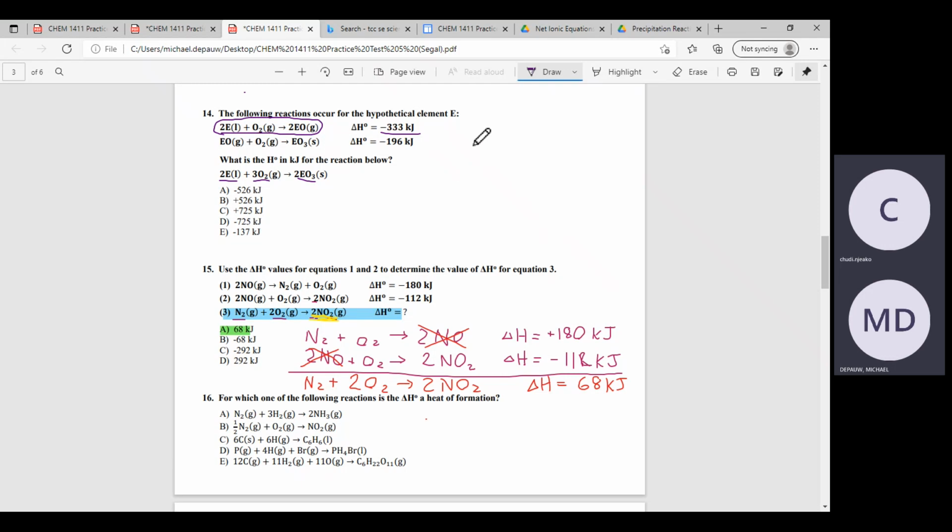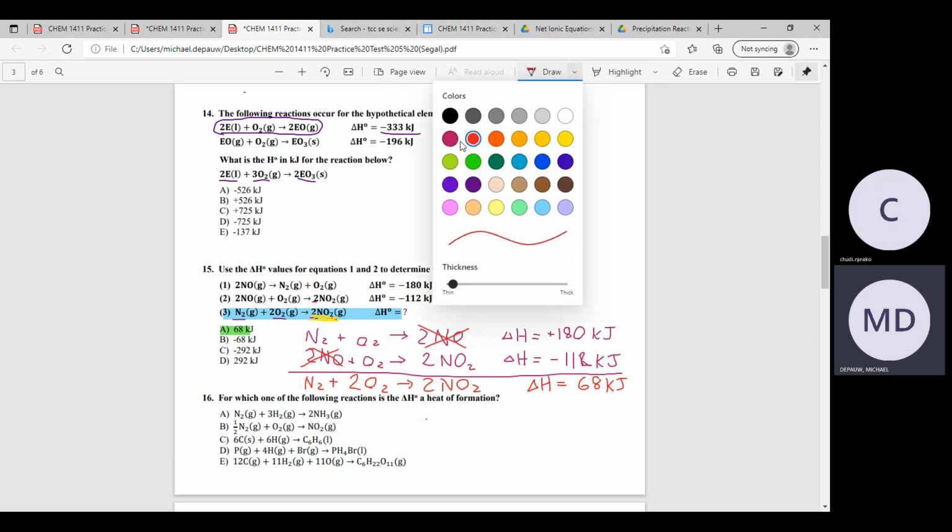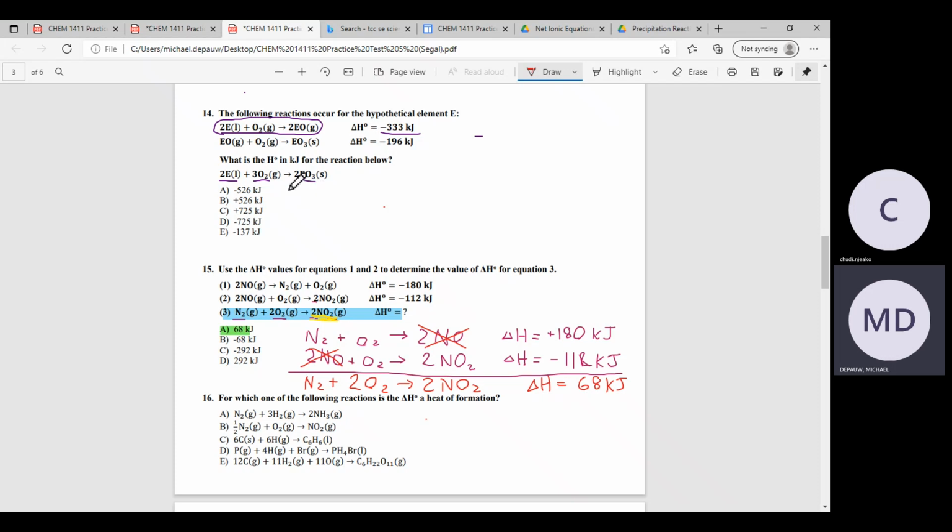Okay, so if it was on the product side, then you would have to flip the equation like you did on number 15. Exactly. If the E was on the product side, I'd have to flip the equation in order to make them match. And then the next part of this, I see oxygen is present in both of those reactions, so I'm not going to do anything with oxygen because that'll just get confusing. So then I go to the EO3. The only place you get EO3 is in this equation right here.